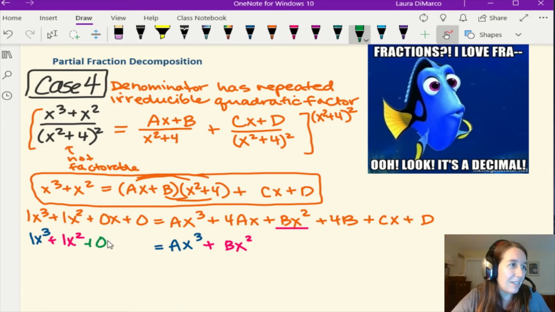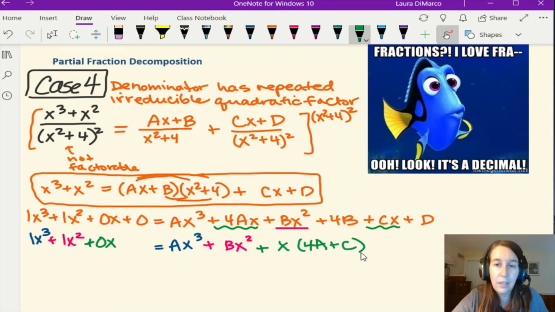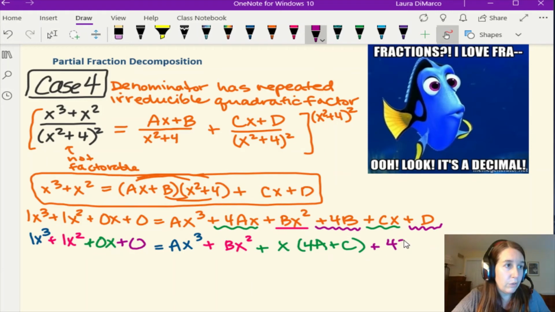And then plus 0x. So maybe there's some x terms. Yeah, here's one, an x term, and here's one. Aha. Okay, so plus x times (4A plus C). You see what I did there? This is the x. I'm putting that out front, and then the leftovers in the parentheses are 4A and C. Okay. And then D, let's use this pretty color, is the constant terms. Oh, there's two of those, right here and here. So that's just plus 4B plus D. There's no x's at all.